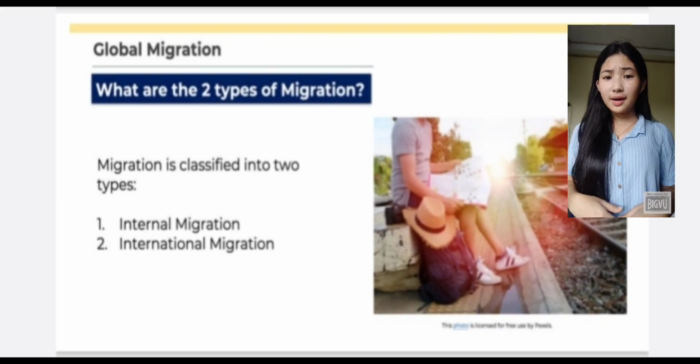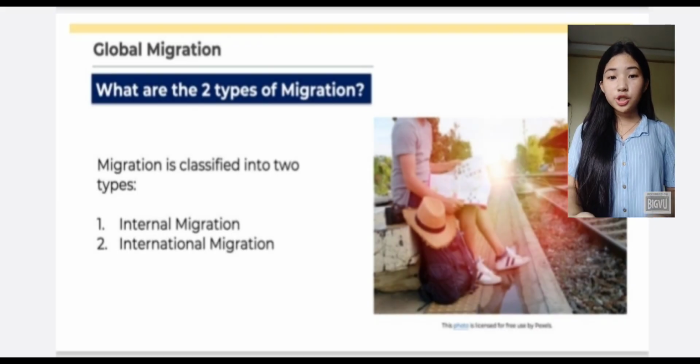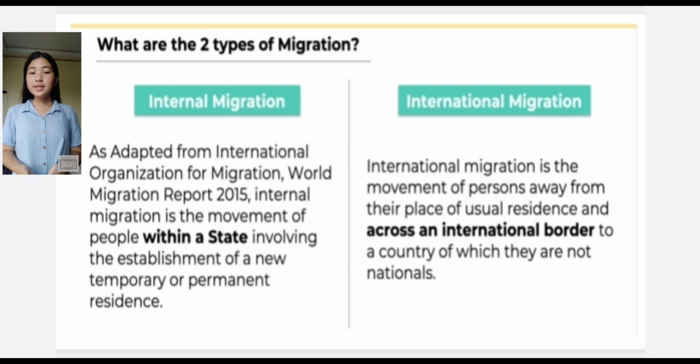What are the two types of migration? Migration is classified into two types, and those are internal migration and international migration. So first is internal migration. As adopted from the International Organization for Migration, World Migration Report 2015, internal migration is a movement of people within a state involving the establishment of a new temporary or permanent residence.